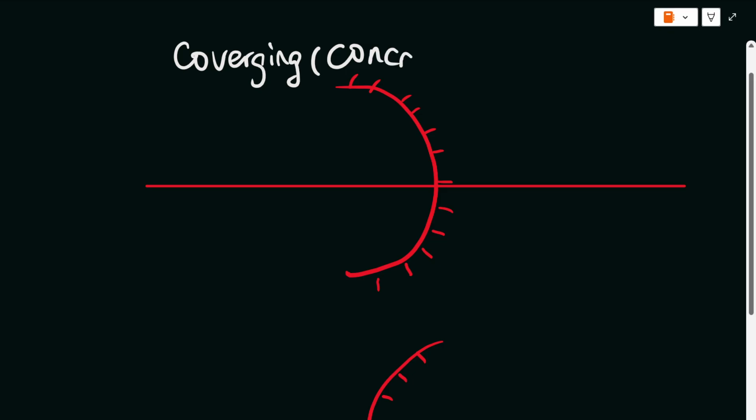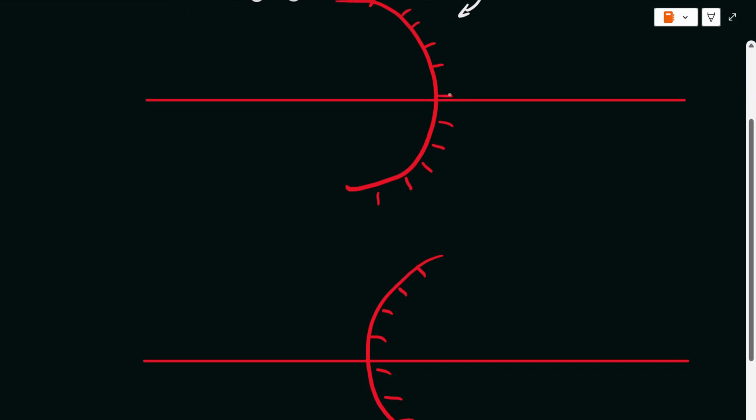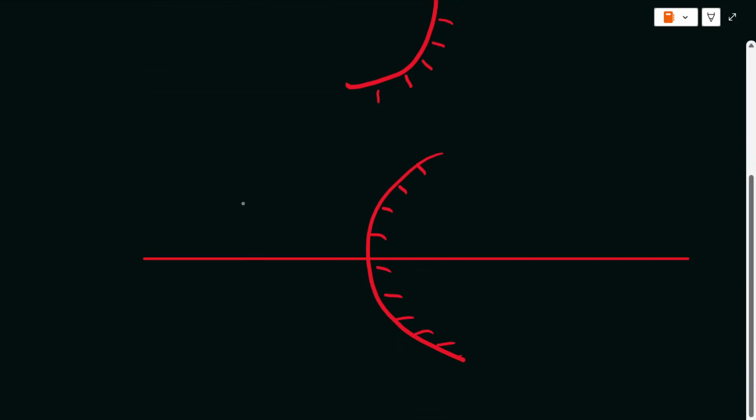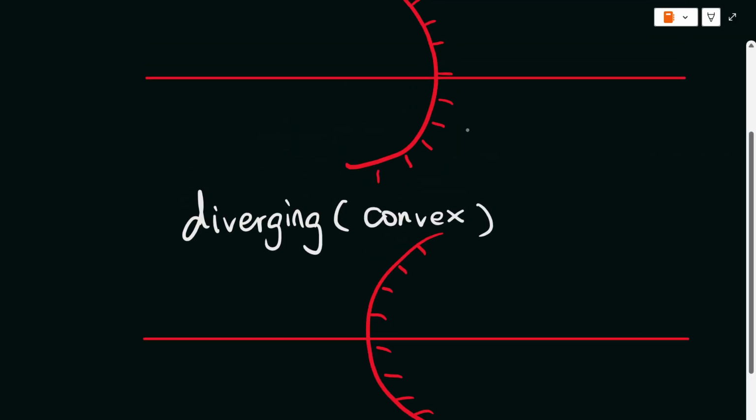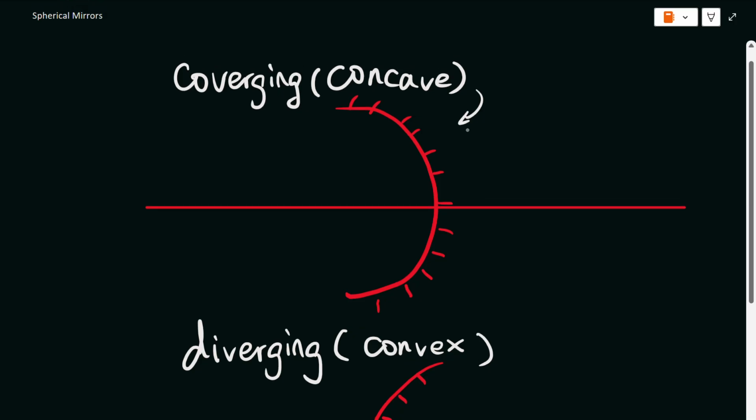And this kind of mirror looks like this. Another kind looks like this. This is called a diverging mirror, or sometimes we call it a convex mirror. So we'll look at these two different kinds of mirrors separately.